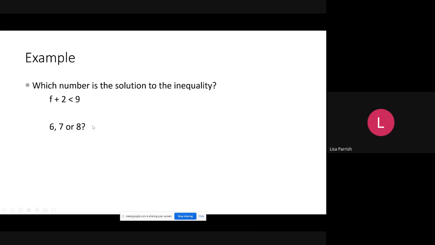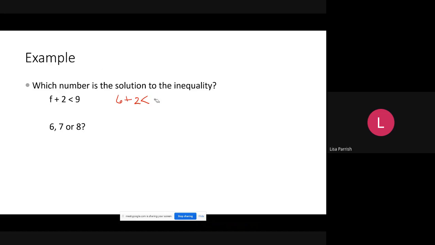So what they want us to do when they give you a set of numbers is we have to plug each one in and determine which one, or maybe more than one, could be a solution to the inequality. All right, so we're going to start with the 6. Just start with the first one. So I'm going to plug 6 in for F. Okay, plug 6 in for F. So that would be 6 plus 2 is less than 9.